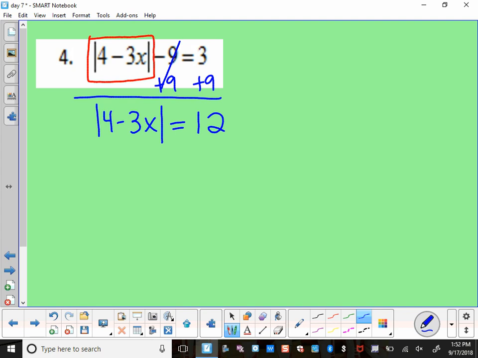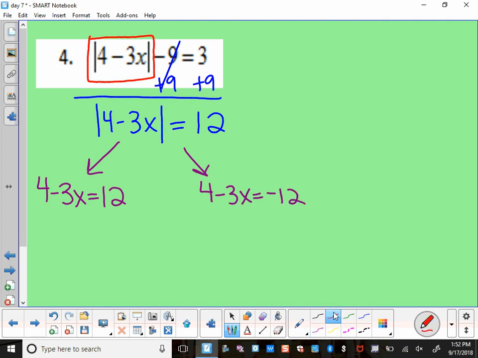All right, so now absolute value is by itself, and I can split into 2. My first equation is 4 minus 3x is equal to 12. Second equation is 4 minus 3x is equal to negative 12.